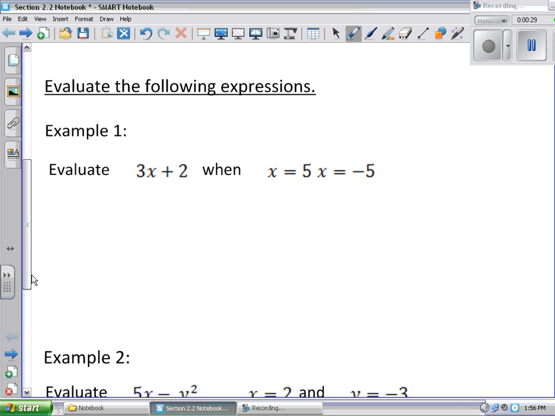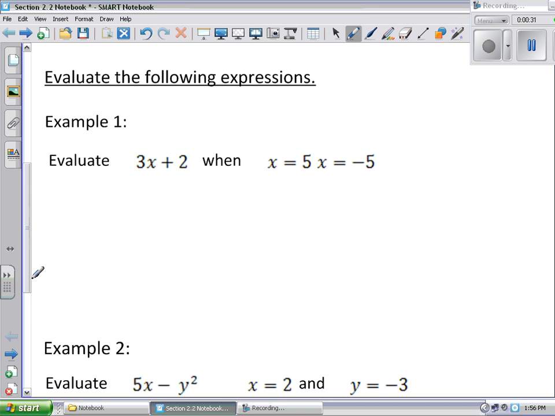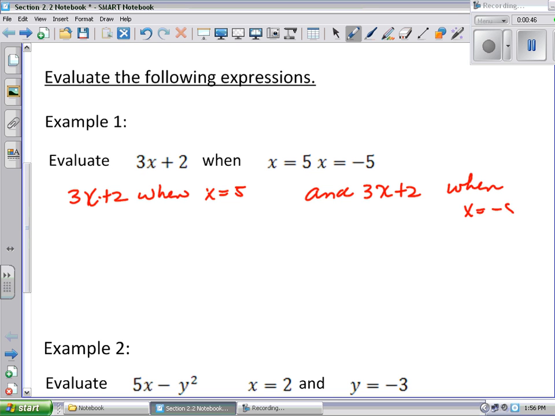Okay, let's evaluate some of these expressions. We want to first start with 3x plus 2 when x is equal to 5, and then do it again for 3x plus 2 when x is equal to negative 5. So I'm going to wrap my variable in parentheses, and then I'll have 3 times 5 plus 2, and I'm going to multiply before I add. 3 times 5 is 15, plus 2 is equal to 17.